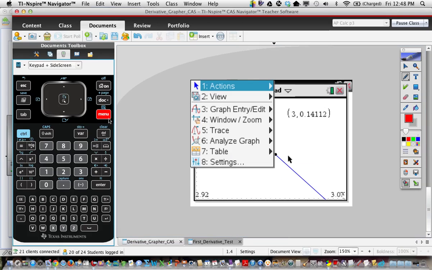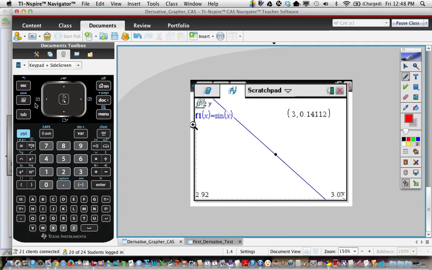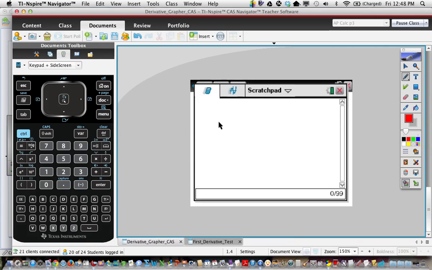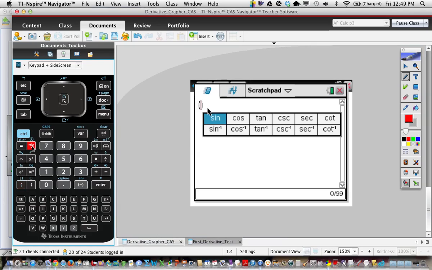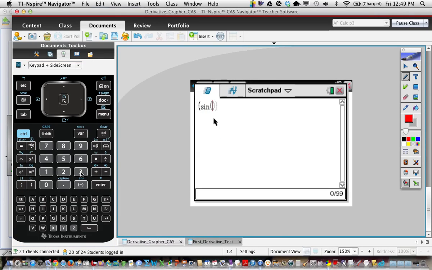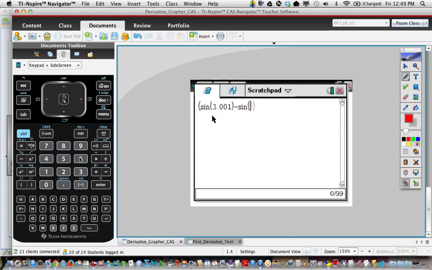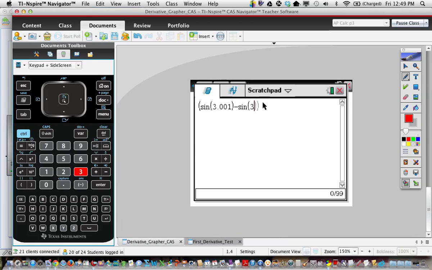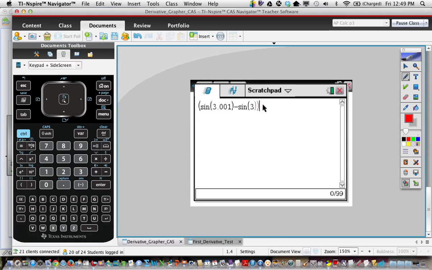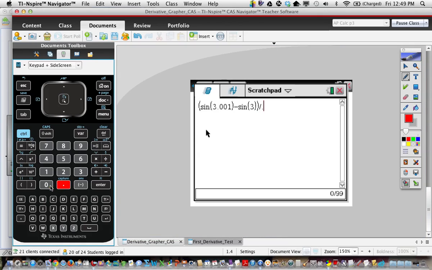But for the actual calculation, I'm just fine if you do this. Instead of trace and write down the points by hand, I'm perfectly fine if you go to your calculator screen and do this. Sine of 3.001 minus sine of 3, and then all of that divided by 0.001. Right? Isn't that a slope calculation right there?